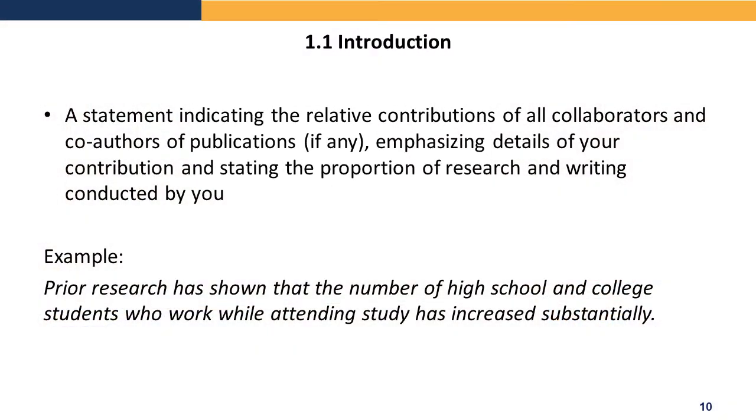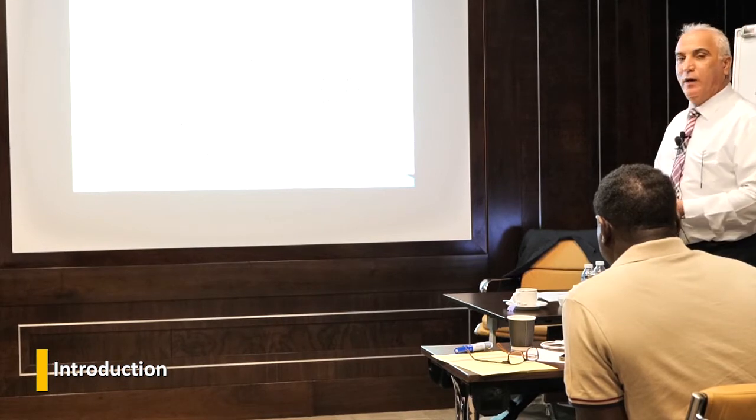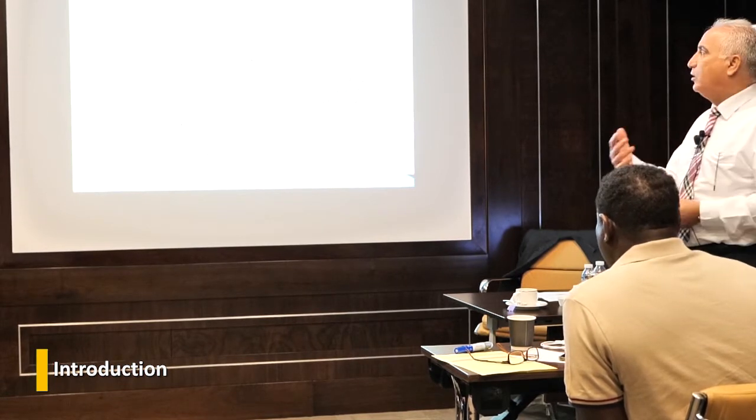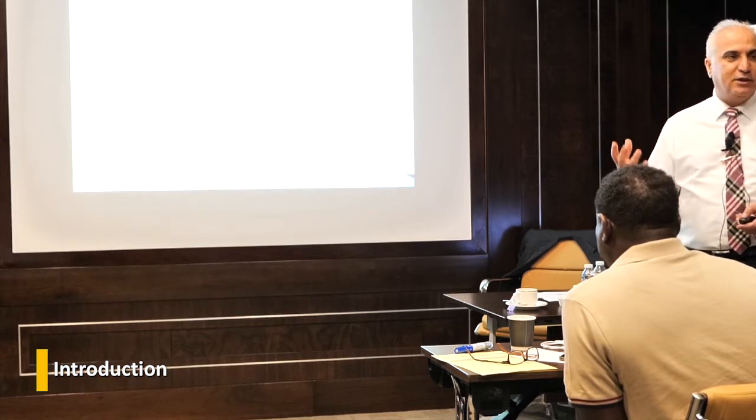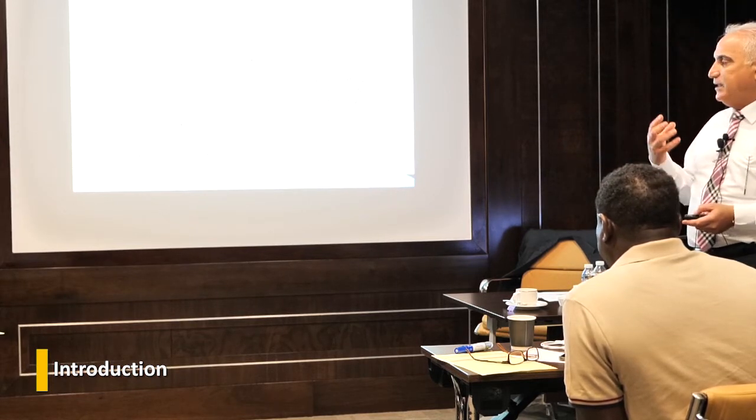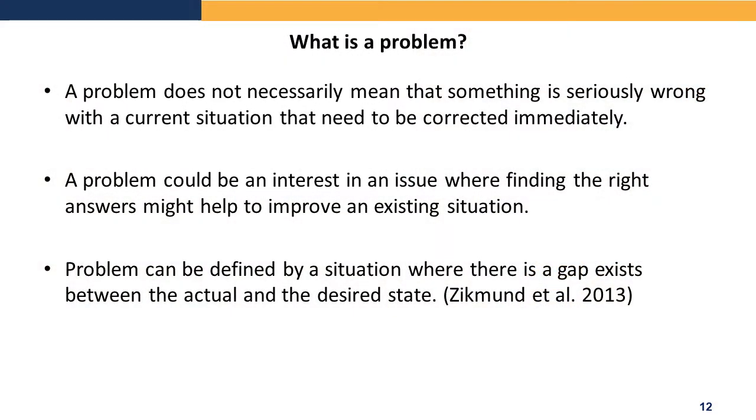An example here is this: prior research has shown that the number of high school and college students who work while attending study has increased substantially. So you make it important for the research. In the introduction, we talk about symptoms. Then we go to the situation. We analyze it. We define the problem. And we put a research objective.